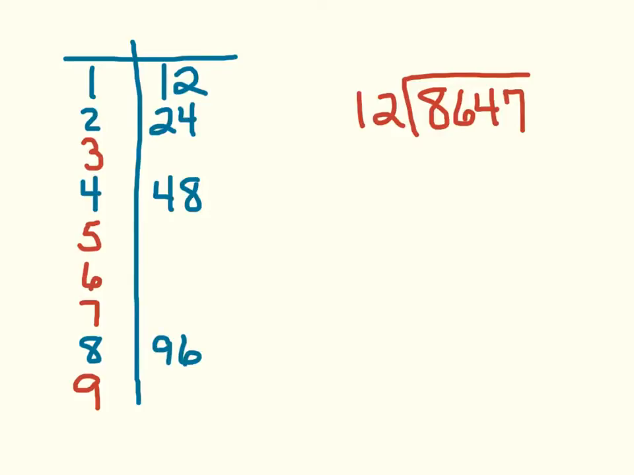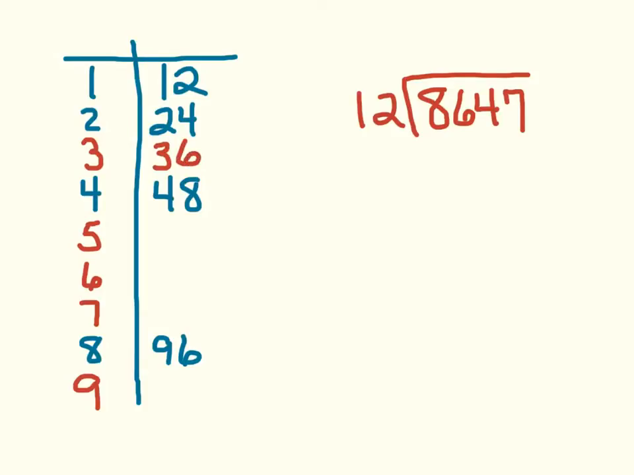Now to get the numbers in red, to get the 3 and the 5, 6, 7, and 9, I need to do some different combinations of the numbers that I already have. So in order to get 3, I can add 1 and 2. 1 plus 2 is 3. So if I do the same thing on the right-hand side, I'll get the number that goes next to 3. Adding 1 and 2 gives me 3. So adding 12 and 24 will give me the number that goes here.